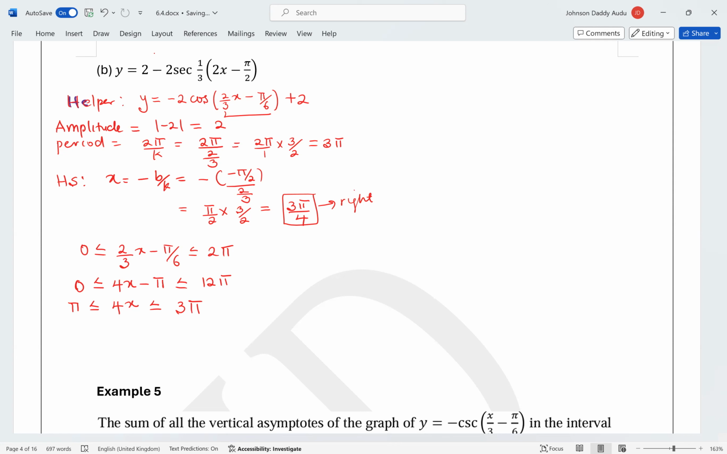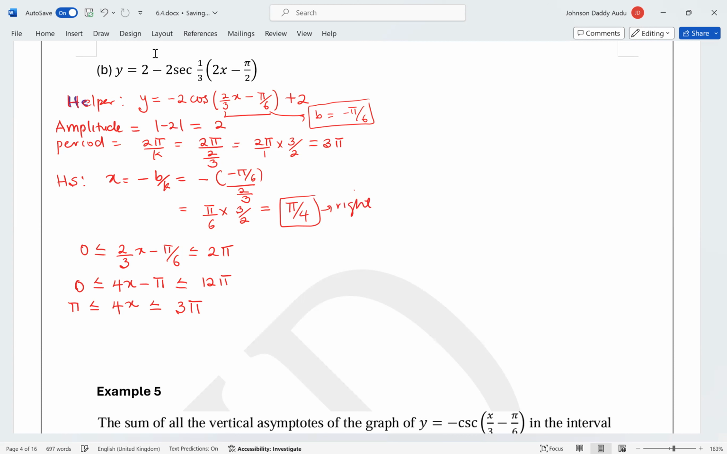Okay, yes, so something is wrong here. If you look here, what is our b? This is our b here. So b is what? Minus pi over 6, right? So here it's not pi over 2, but pi over 6. So here you have pi over 6 times this one. So this should be pi over 4. Okay, now it's correct. So this is our horizontal shift, pi over 4.